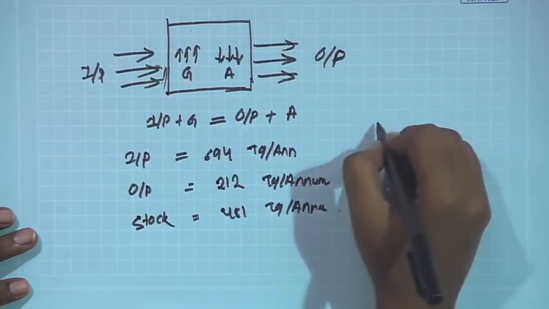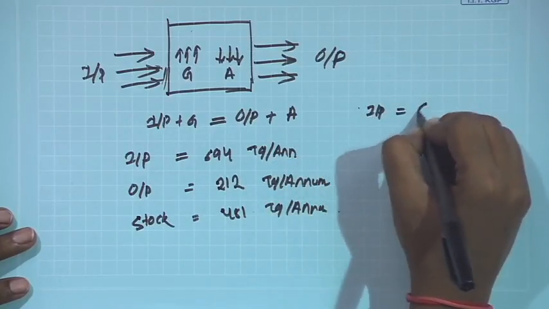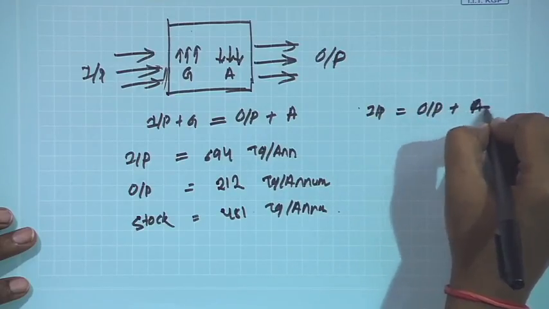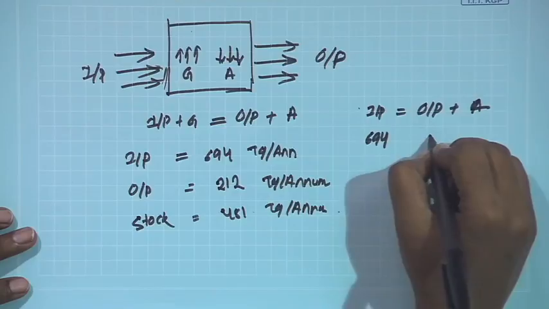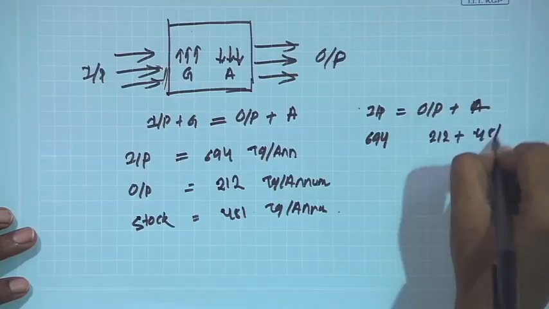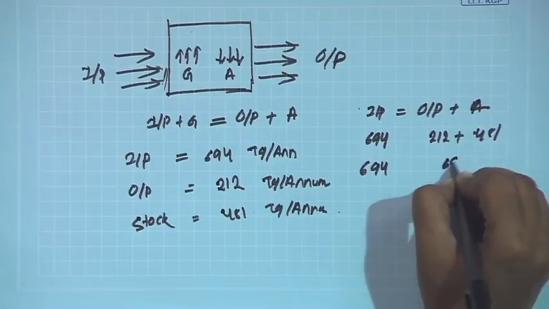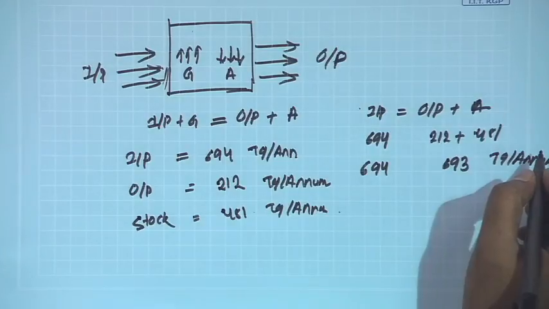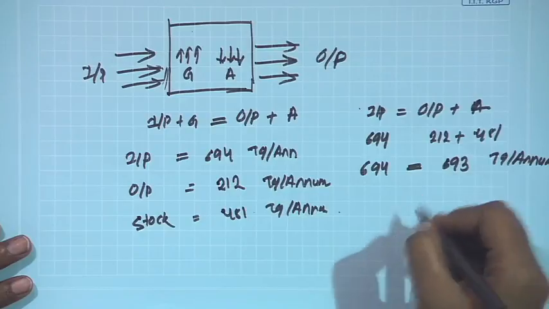So, the input-output relation we can write as input is equal to output plus accumulation. The input is 694 and the output is 212 plus accumulation 481, which is around 693 teragram per annum. So, within rounding error the flow satisfies the material flow balance.